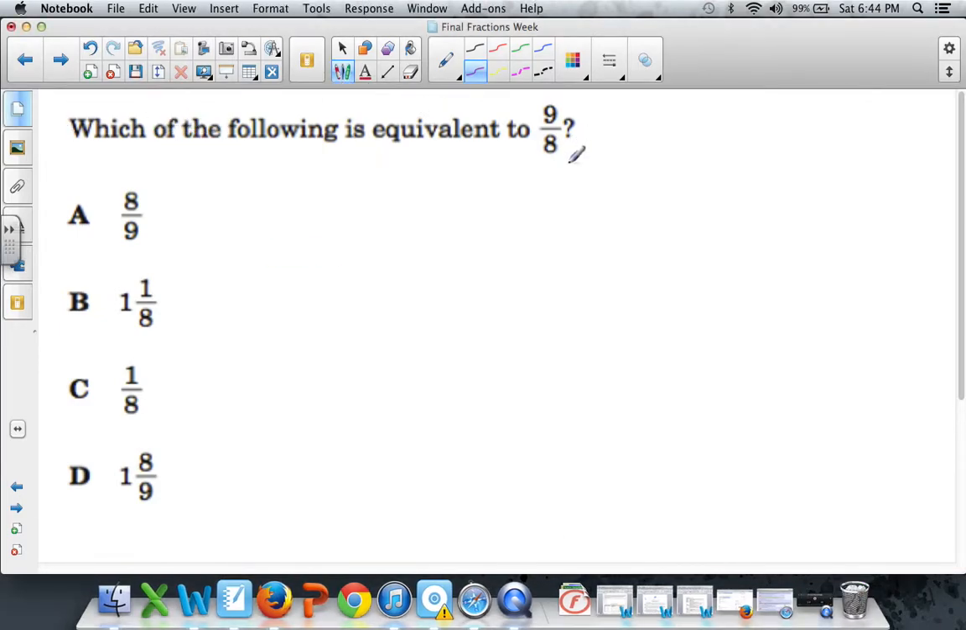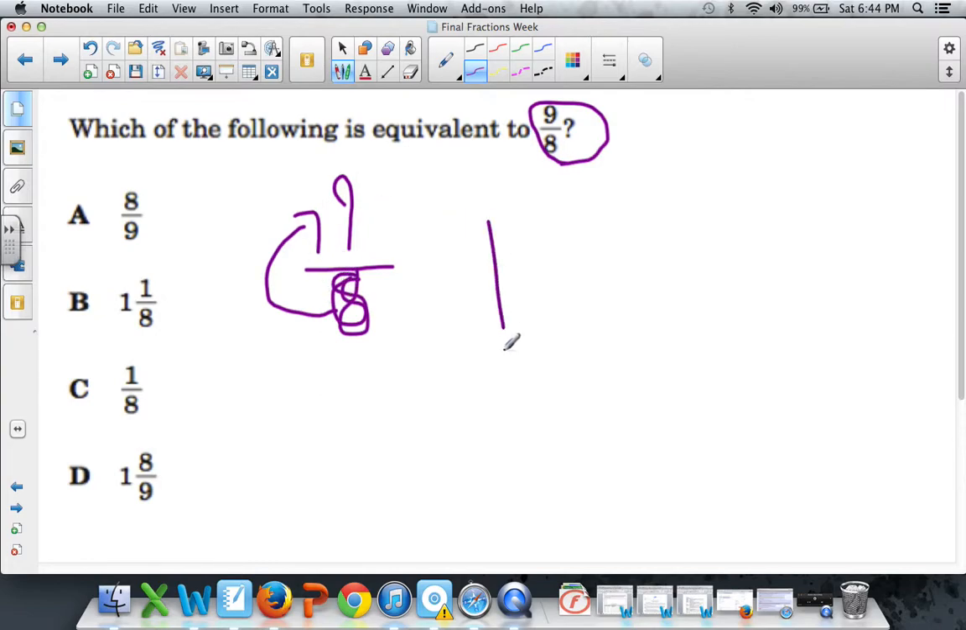Which of the following is equivalent to 9/8? Well, as you know, we don't like it when the numerator is bigger than the denominator. So you have to ask yourself, how many times does the denominator go into the numerator? Like division. Well, 8 goes into 9 just one time, with a remainder of 1. Don't forget the fraction we're dealing with: 8ths. So 9/8 is equal to 1 1/8. And do you see that as an option? I hope you do. It's right there.